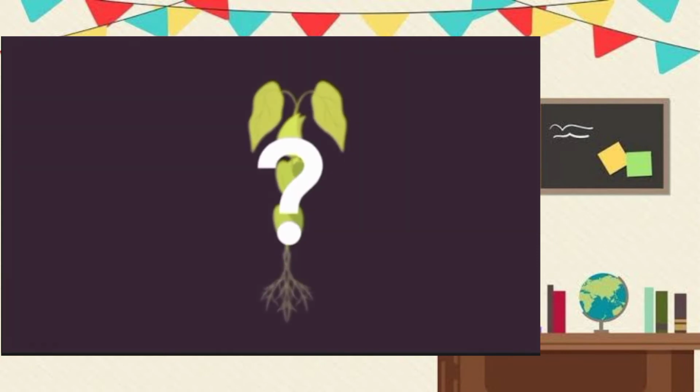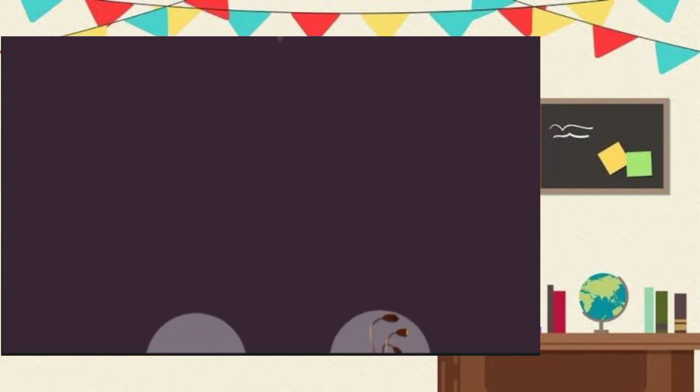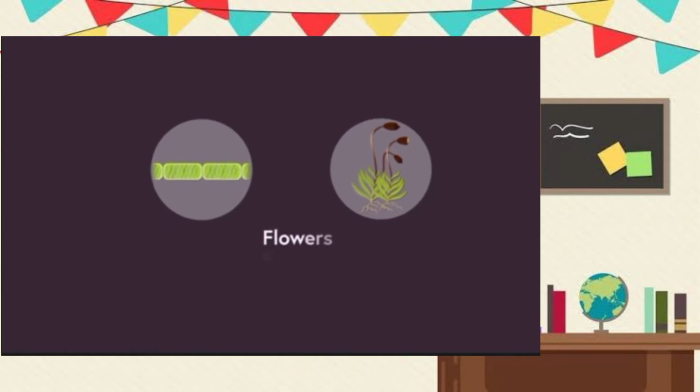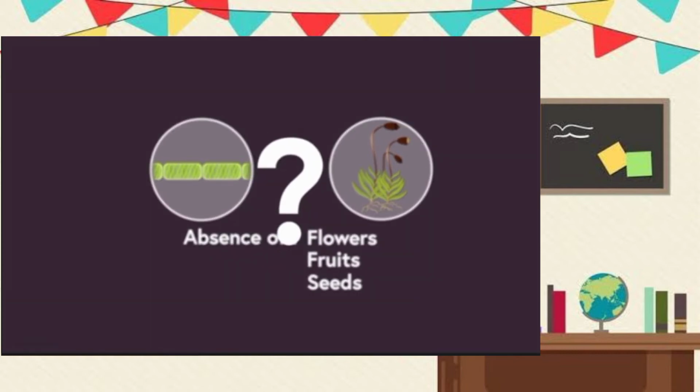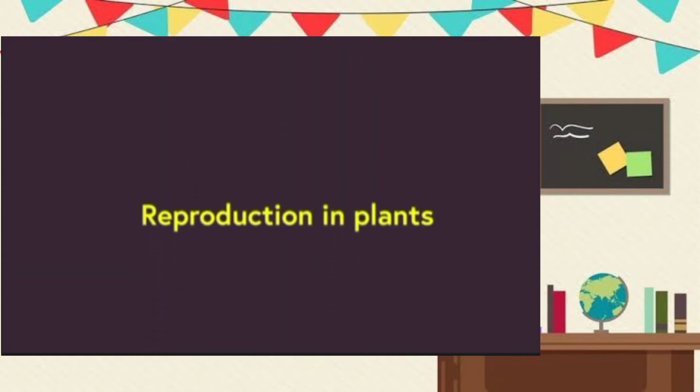Where does this seed come from? It comes from some plant, right? Absolutely. But wait, have we seen all the plants always giving us flowers, fruits, and seeds? No, there are many plants that do not bear flowers and fruits. So don't these plants reproduce? Or do they reproduce by some other means? Let's answer all these questions in this video.